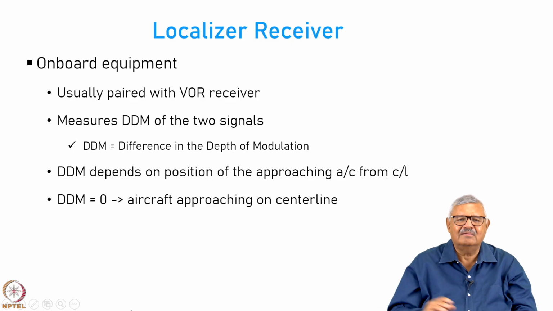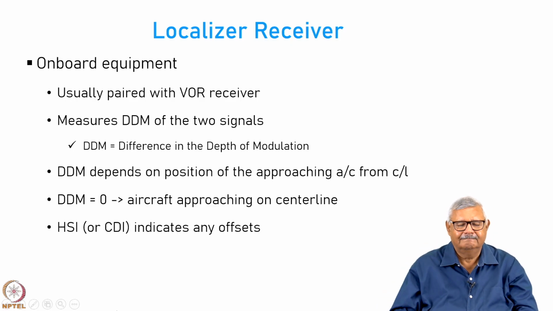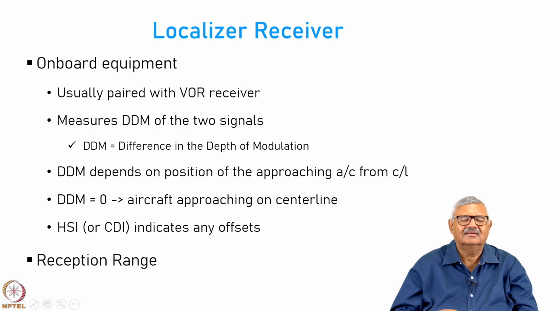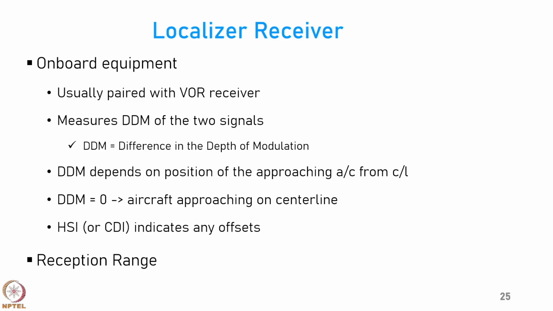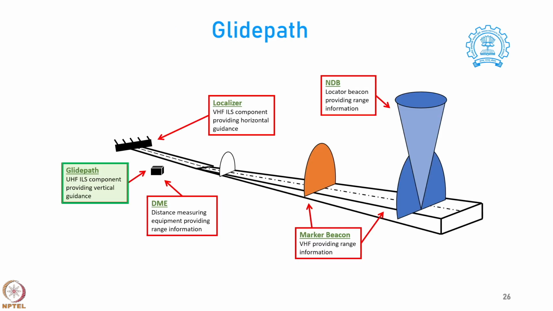So, when DDM is 0, it means you are exactly at the center line, and the horizontal situation indicator or the course deviation indicator on the aircraft indicates any offsets between the two. With that you are able to align yourself with the runway center line. There is a reception range limit. The reception range of a localizer antenna is 18 nautical miles if within a 10-degree track and 10 nautical miles if within a 35-degree track. So, this much is enough for us to know about the localizer receiver.